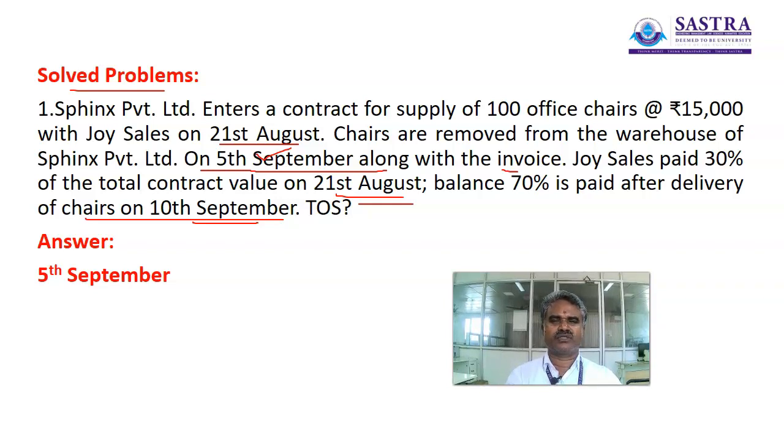They enter the contract and charge 15,000. The shares are removed from the warehouse along with the invoice, so the date of invoice is 5th September. Joy Sales paid 30%, this is an advance. The balance is on 10th September. So here we need to take the date when we receive the final payment, not August. So the date of issue is 5th September, and the date of money received is 10th September.